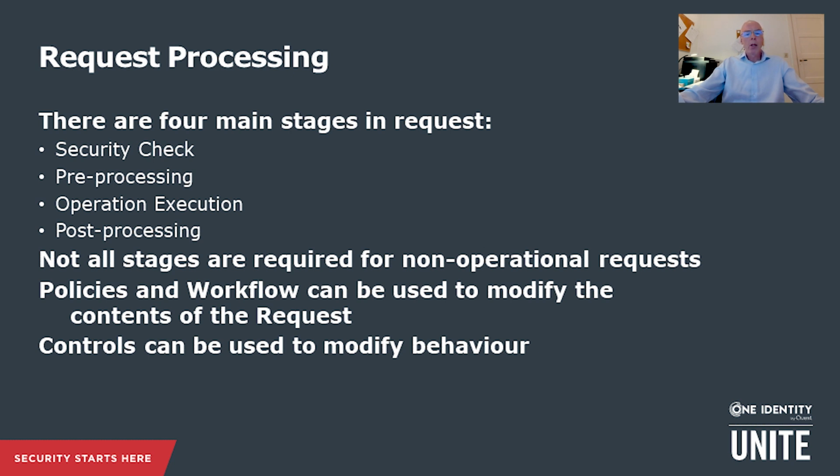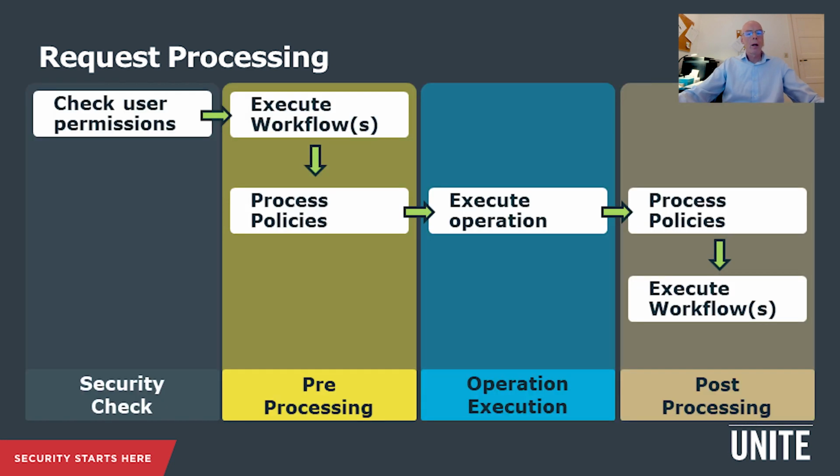We can use policies and workflow to modify the contents of the request, and we can use controls to modify the behavior of the request. Here's a quick overview of how request processing really works. First, the user permissions are checked, workflows are executed in the pre-stage, policies are processed, the operation is executed, policies are processed in the post-stage, and then workflows are executed in the post-stage.